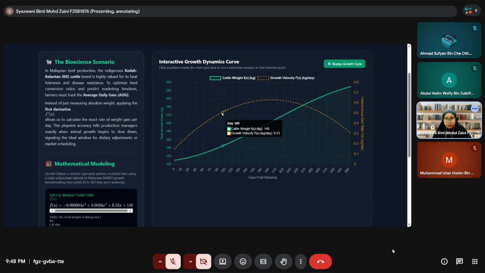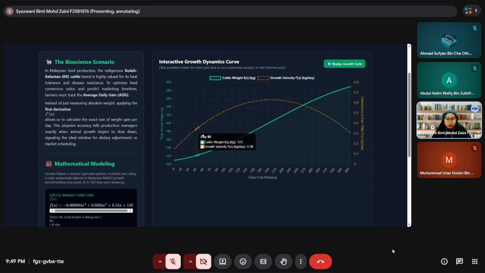Example point on the graph. For example, at day 18, the cattle weight is around 135.31 kilograms and the growth velocity is 0.457 kilograms per day. This means the cattle gains approximately 0.457 kilograms per day at that time. Okay, the replay growth cycle button allows a user to replay the animation and observe the growth process again interactively. It makes the HTML more engaging and easier to understand.